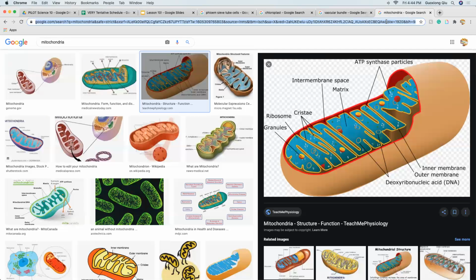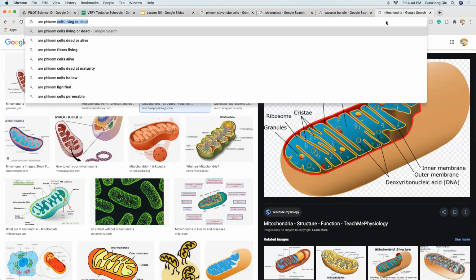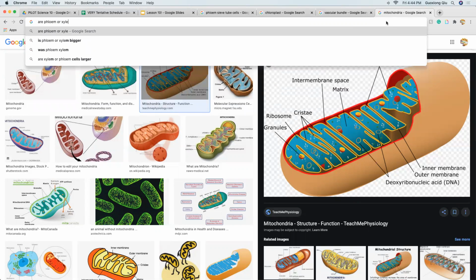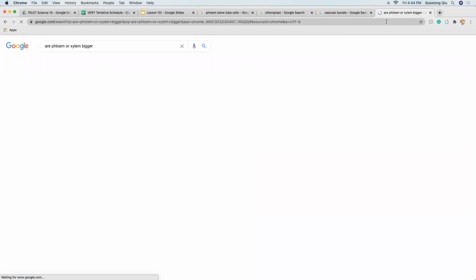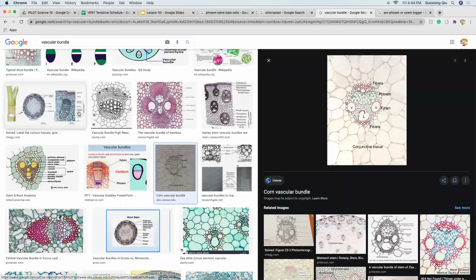Okay, you know what? I'm such a great instructor. Is the phloem or the xylem bigger? I can't tell which one. This is a learning moment for both of us. Okay, xylem is larger because it transports minerals and water. Well, xylem is the larger one. Looks like I was wrong.